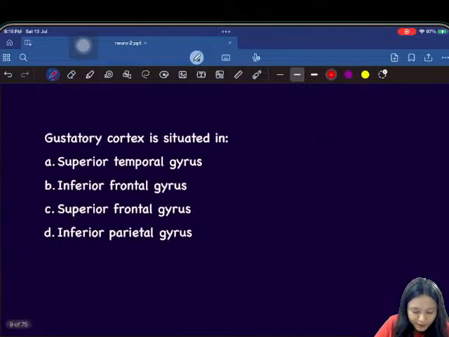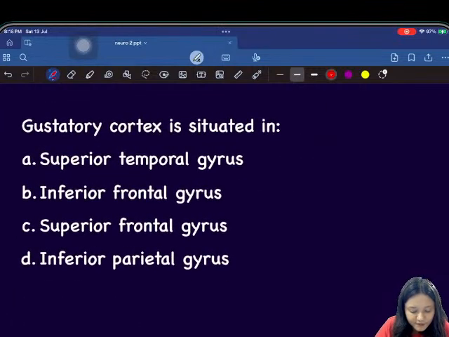Now the same question has been repeated. Gustatory cortex is situated in, and they have given the options: superior temporal gyrus, inferior temporal gyrus, superior frontal gyrus and inferior parietal gyrus. I want the answer in the chat. Anybody? Gustatory cortex is situated in, any answer?